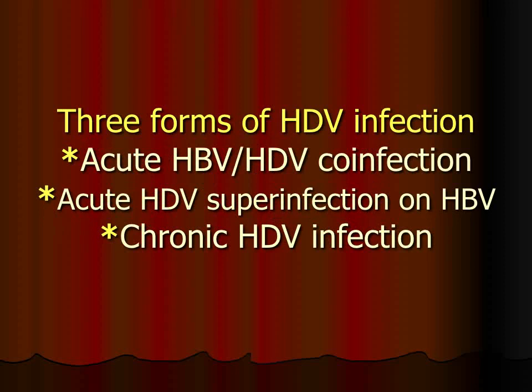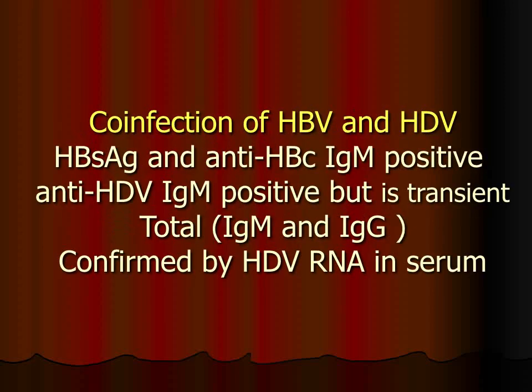Three forms of hepatitis D virus infection: acute B and D co-infection, acute D superinfection, and this is the severe type of infection, or chronic hepatitis D virus. Therefore, in co-infection of B and D, we find surface antigen and anti-HBC IgM positive, both positive, and anti-HDV IgM or total positive. This means co-infection. You can confirm by asking for the PCR of the serum for HDV RNA.